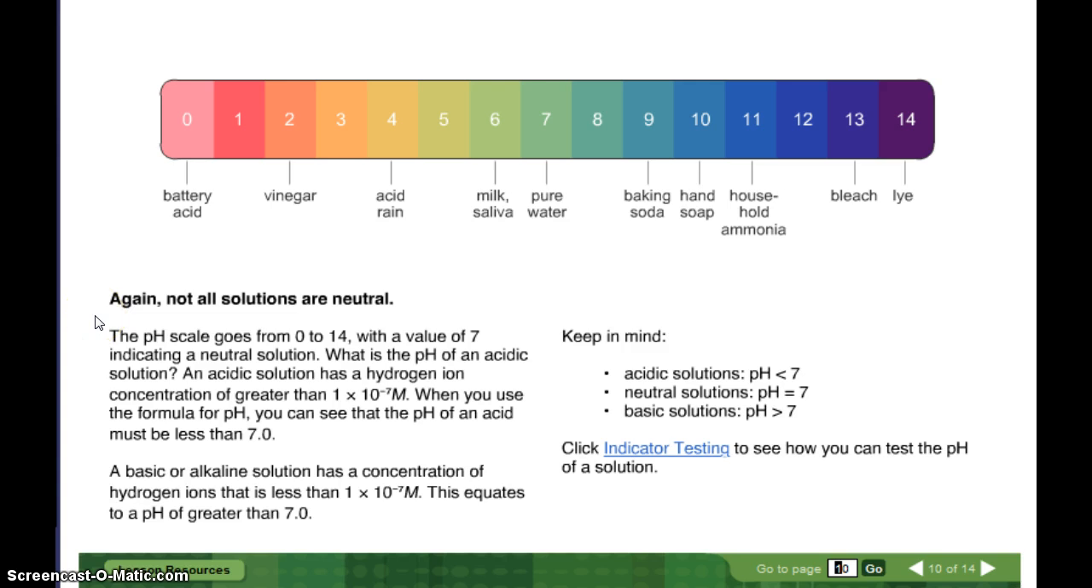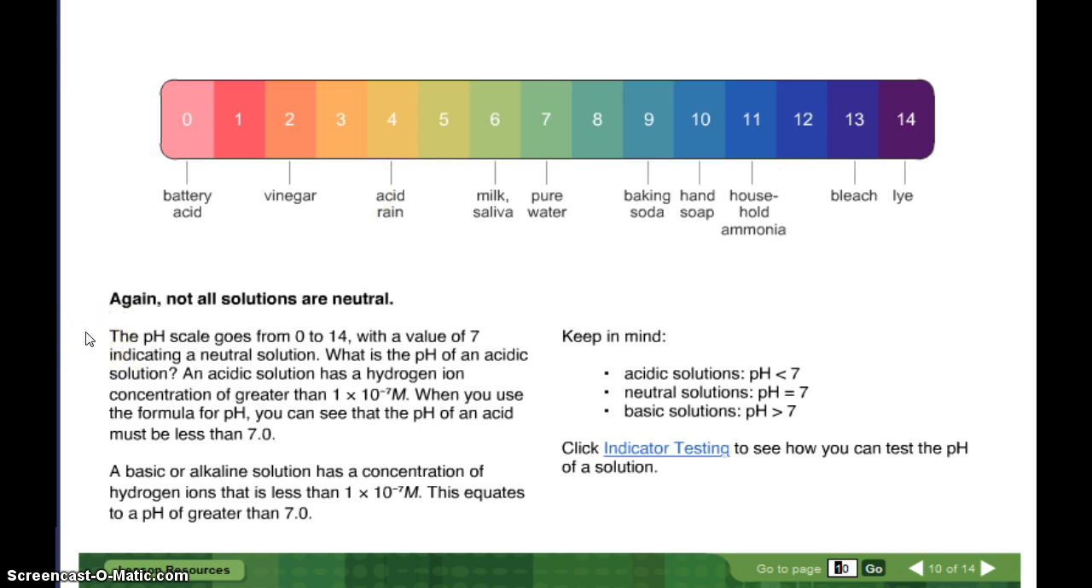Again, not all solutions are neutral. So this picture shows the pH scale. Remember I said it goes from 0 all the way up to 14, 7 being neutral. Anything less than 7 is an acid. Anything more than 7 is a base. And maybe you remember from a prior lesson, I talked about bases being B words. So bases are bitter, and they turn litmus paper blue, and they are big numbers. So this is what I was getting at with the big numbers.